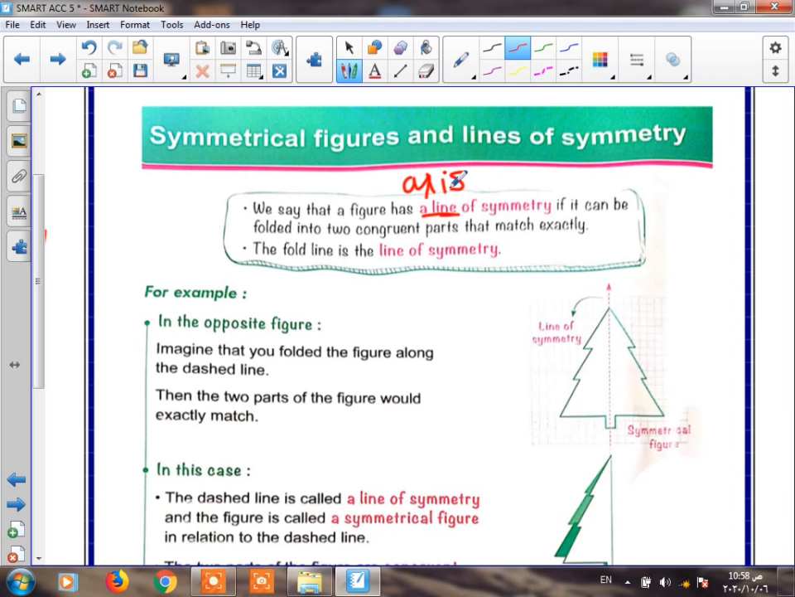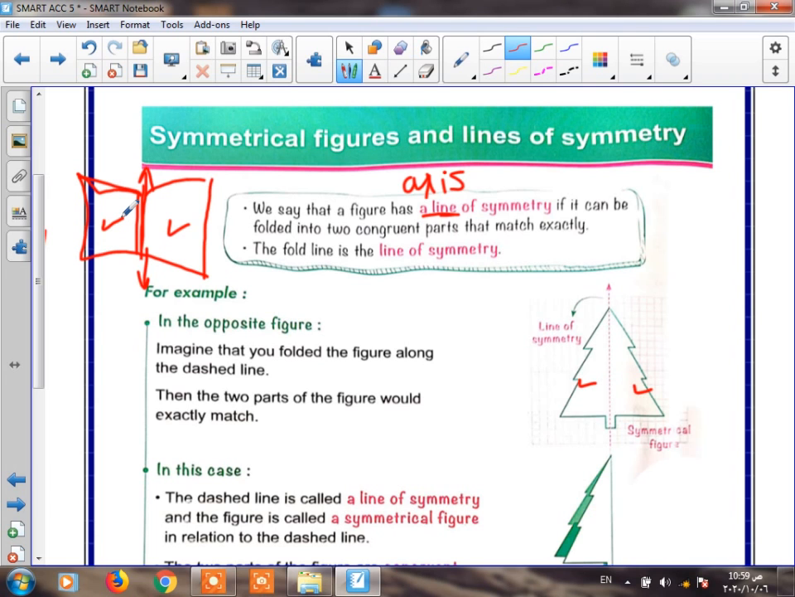That means I can fold it into two congruent parts. Look, I can fold these two parts over each other, like a book. If I have a book like this, and I have the same here. Look, this one is called the axis of symmetry. Why? Because these two parts of the book, I can fold onto each other and get just one part, exactly like each other. I can cut it from the middle to get two congruent parts like this tree.